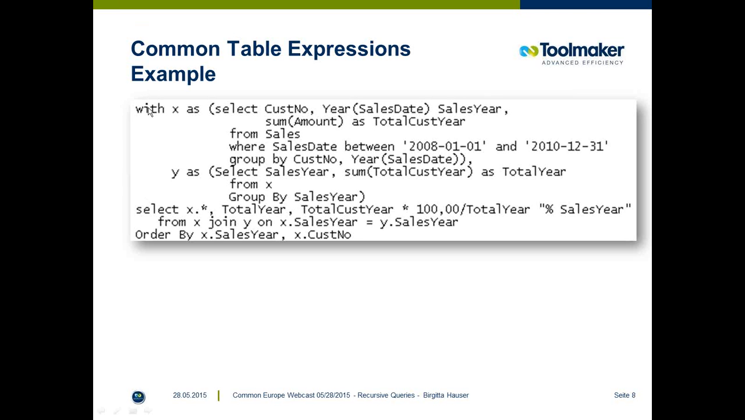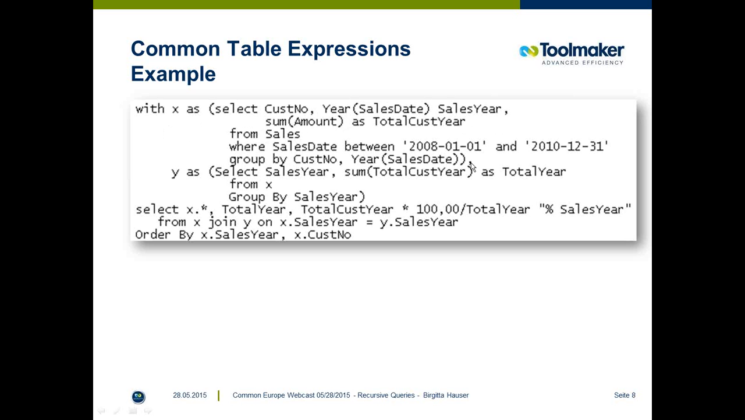Here we start with a common table expression. We have to name it. Okay, this is X, and then we have AS, and we define the select statement. So in this example, my first common table expression takes the sales table, selects all rows or all sales from the year 2008 to the year 2010, and then accumulates it on the customer number, on the year, and accumulates the sales. So this is the first common table expression. At its end, the open parenthesis is closed now.